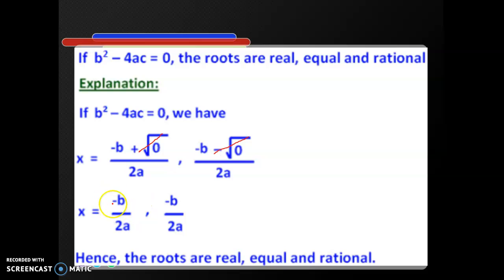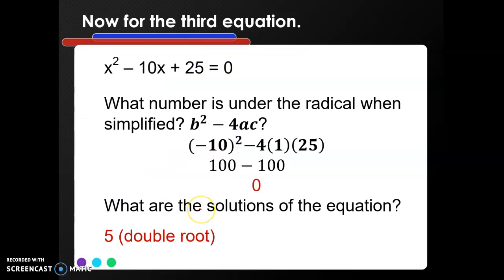And then you'll be given -b over 2a. So simply, if you already know that the discriminant gives you 0, you just have to replace b here. That's how easy it is to get the roots if you know that it is a perfect square trinomial. So hence the roots are real, equal, and rational. They are just equal, -b over 2a, or 5. The one we got from this is 5.